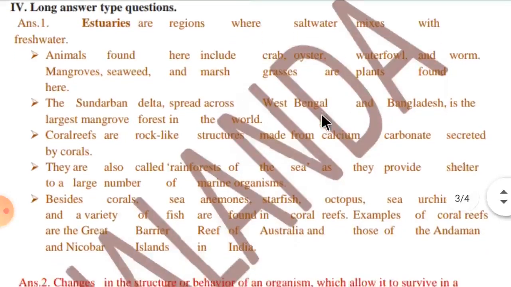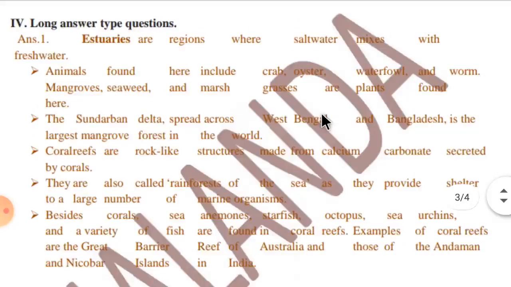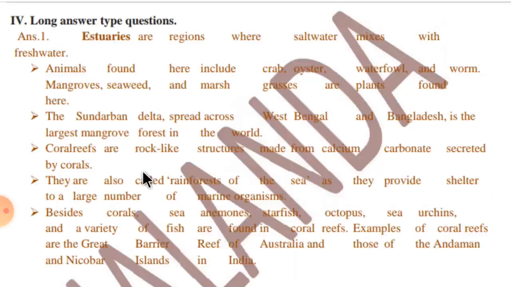Now let's see the long question answers. First one, explain the different kinds of coastal habitats and the plants and animals found there. Let's see the answer.